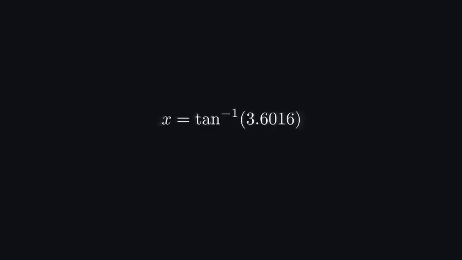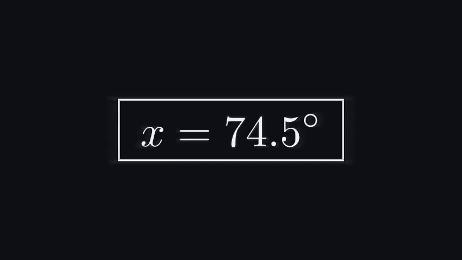x equals tan to the power of minus 1 of 3.6016. x equals 74.5 degrees. Therefore, the angle of elevation of the flagpole from Q is 74.5 degrees.